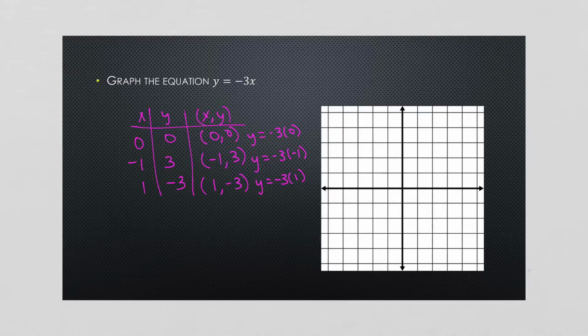Okay, so I've got 3 points. And remember, all 3 of these should line up to be in a line. If you get something that looks like a triangle, you've messed up your math on one of the points. At least one of the points.